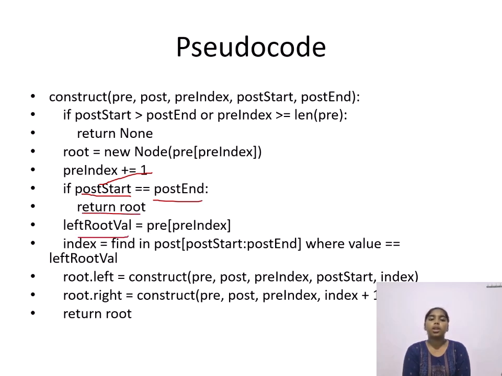Left root value is equal to pre of pre-index. Index is equal to find in post, from post-start to post-end, where the value is equal to the left root value. Root left is equal to construct of pre, post, pre-index, post-start and index. Root right is equal to construct of pre, post, pre-index, index plus 1, and then return root.